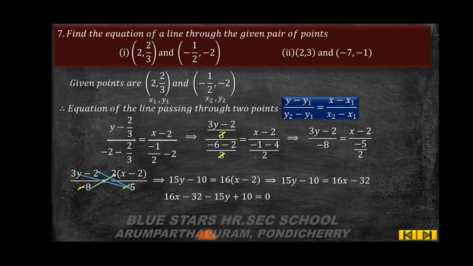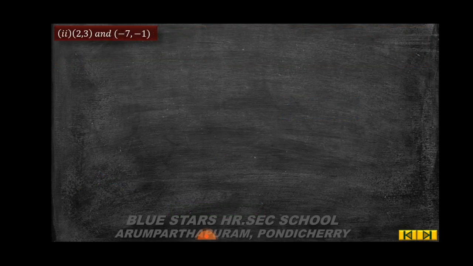So we are taking 15y minus 10 to the right hand side. So 16x minus 32 minus 15y plus 10 is equal to 0. Therefore, the equation of the line is 16x minus 15y minus 22 is equal to 0. Then the second subdivision: 2, 3 and minus 7, minus 1.